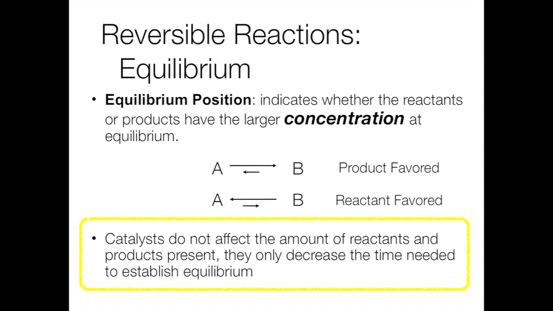And a quick note, catalysts, which make reactions happen faster by providing an alternative pathway for the reaction to occur, do not affect the position of equilibrium. It only decreases the time needed to establish equilibrium. And so catalysts don't make it any more product favored or any more reactant favored. It just simply establishes equilibrium at a quicker speed.